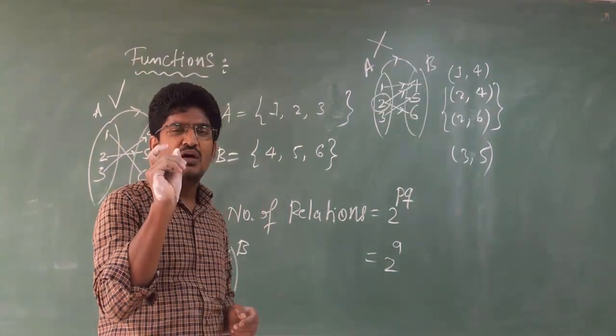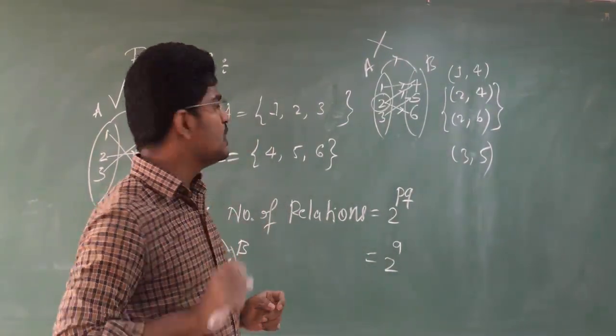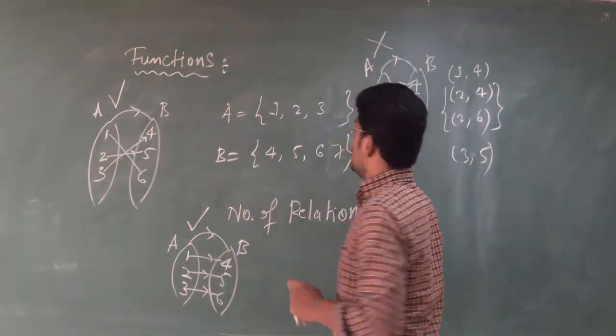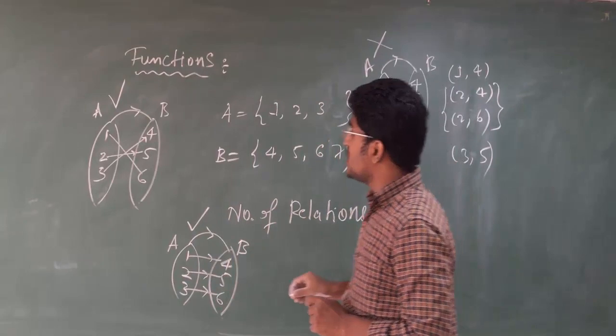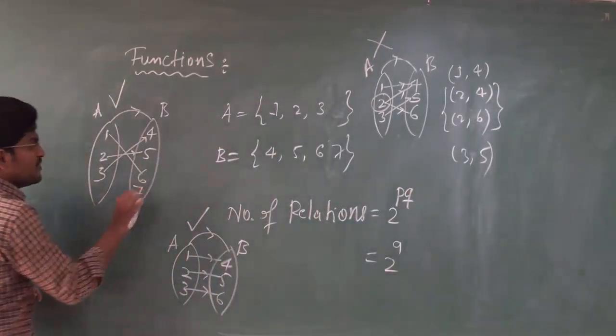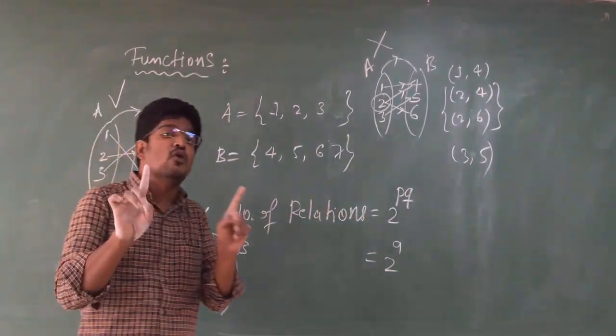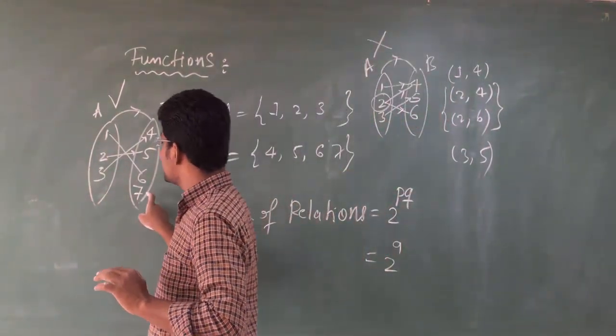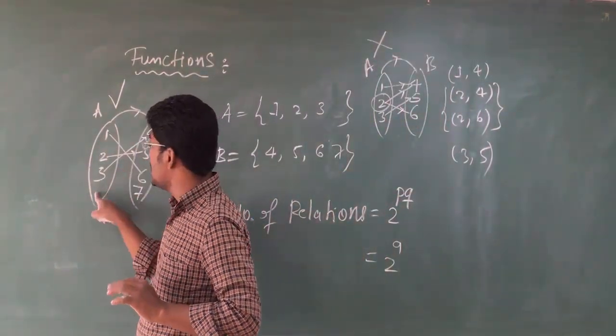One small point to remember. If I introduce 7 here in the set B, there will be no problem. It will be a function. But this 7 has to be not in A.